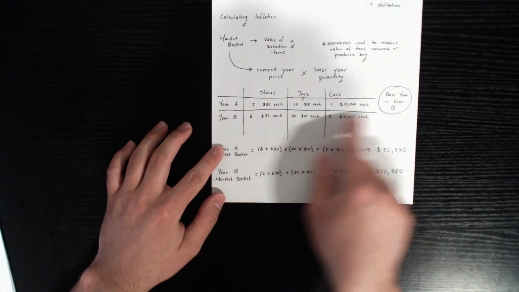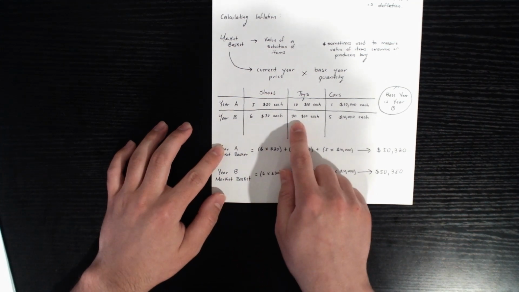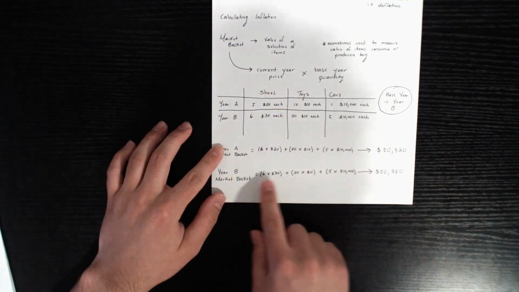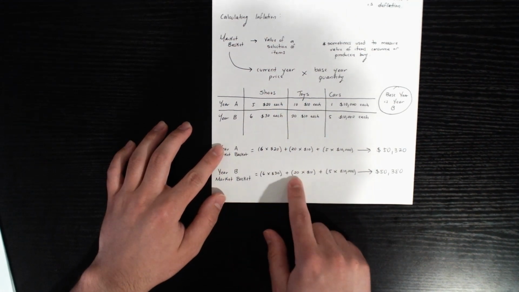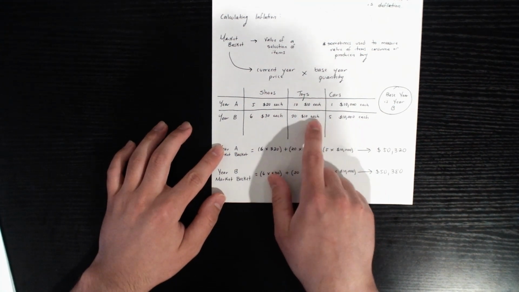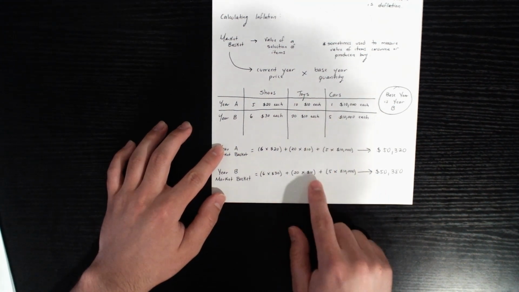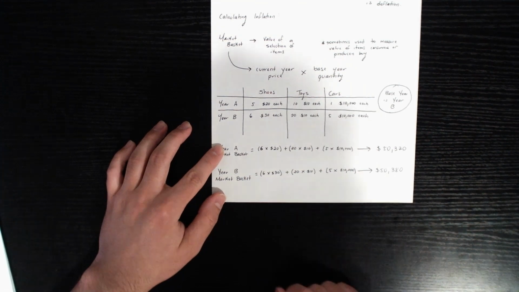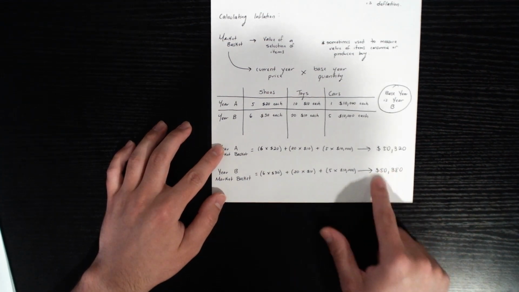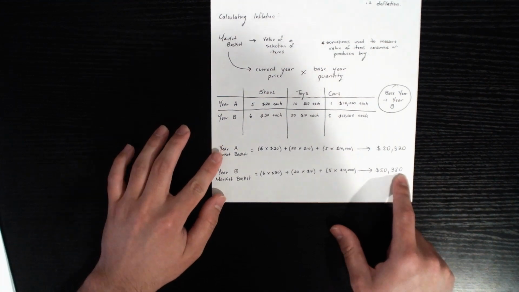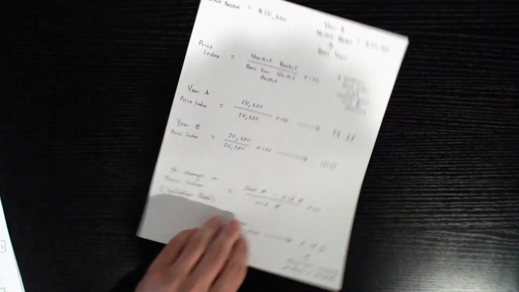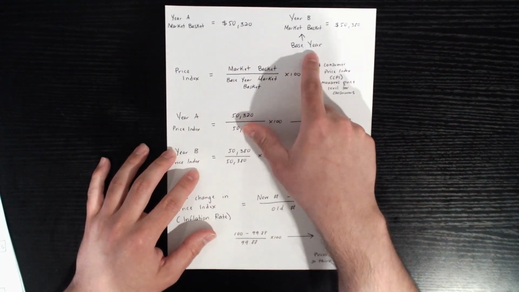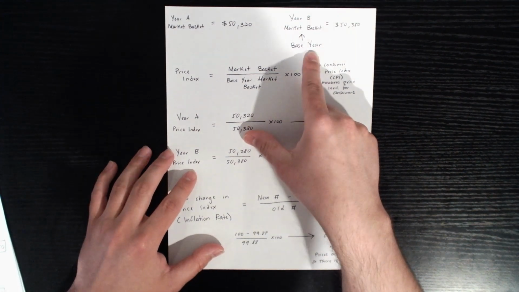Then for year B, we're going to do the same thing. Year B is the base year, so we're going to use its own quantity. So we're going to do year B's quantity times year B's price, because that's the current year price for year B, plus for toys, year B's quantity times the current price, which is 10, and then plus the same thing for cars, year B's quantity times year B's price. That gives us a market basket value for year B of $50,380. We have those numbers here again, same ones as before. And remember, year B is the base year, so that's important to take into account for our next step.